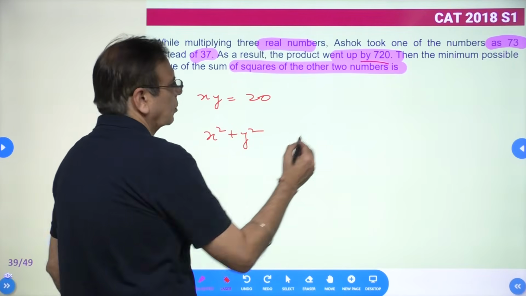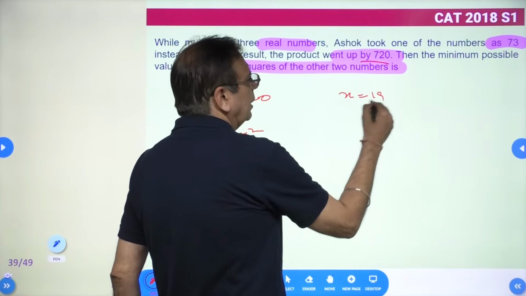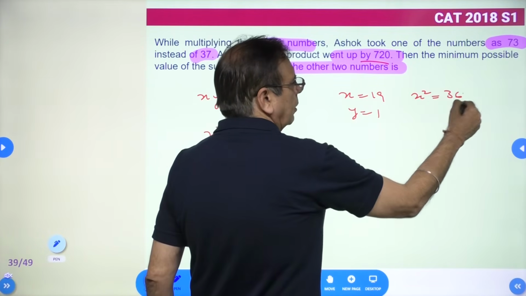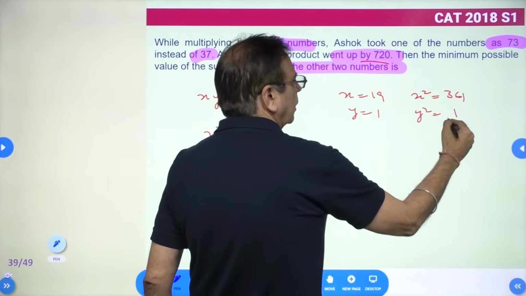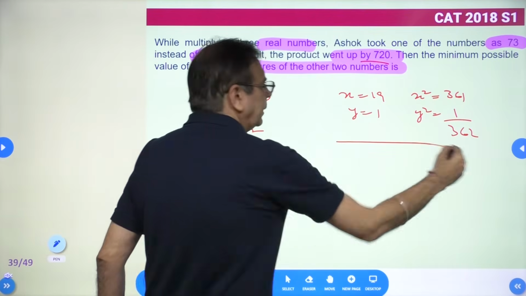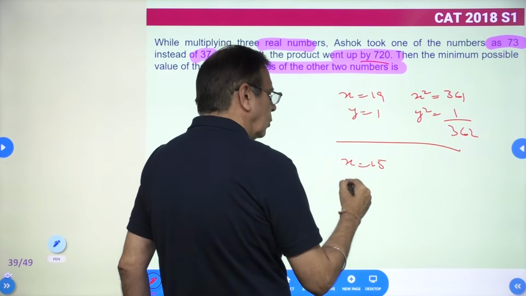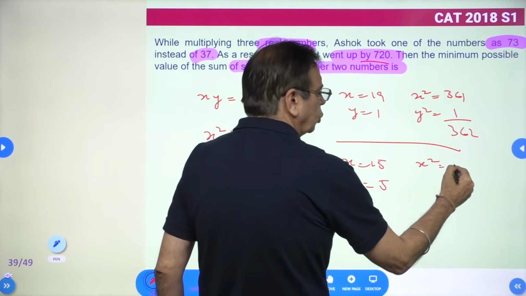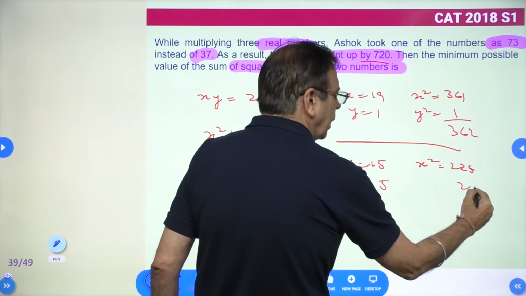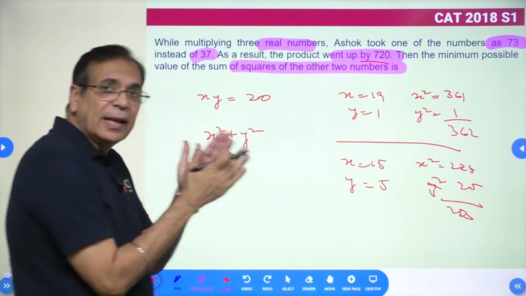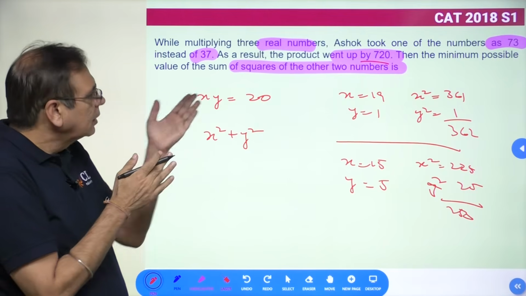We want to minimize this. If x is equal to 19, y is equal to 1. What is x square? 361. Y square? 1. Sum? 362. As compared to that, let me take x equal to 15, y equal to 5. X square? 225. Y square? 25. Total 250. So as x and y are becoming closer, the value is reducing.